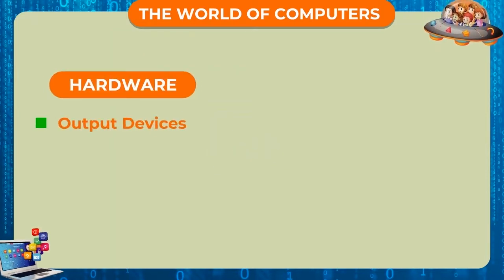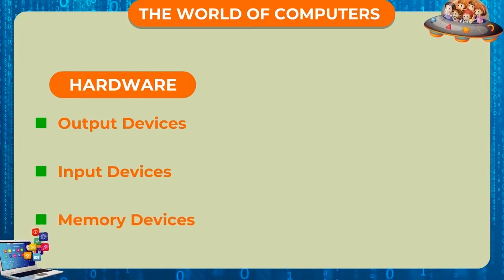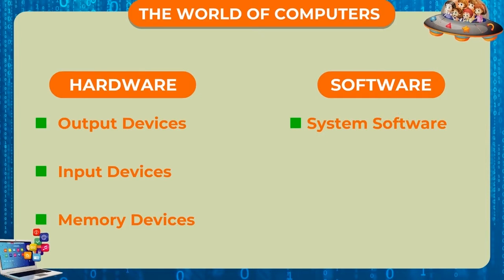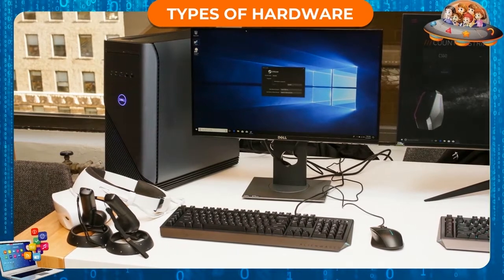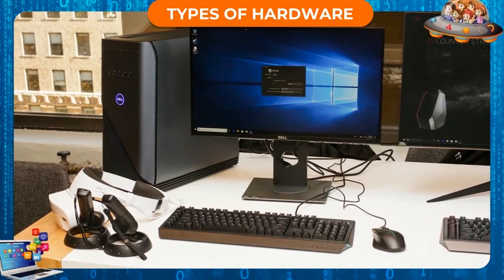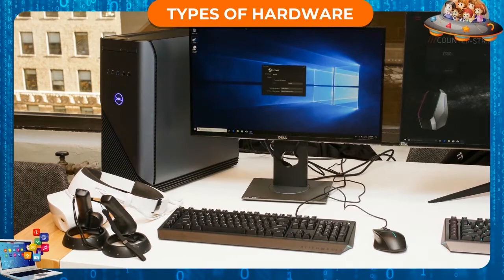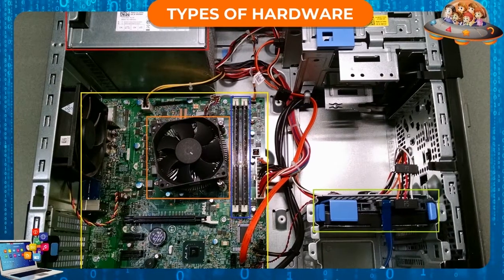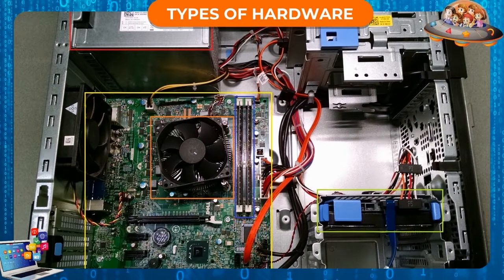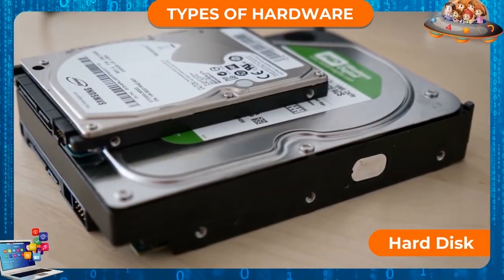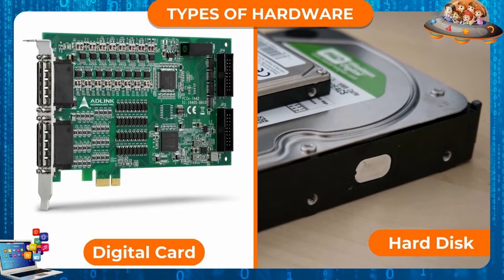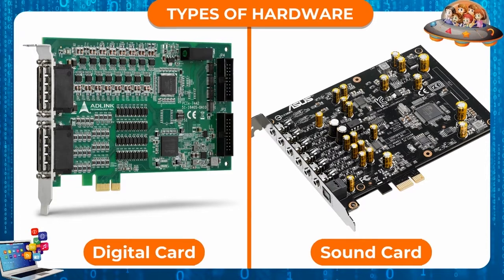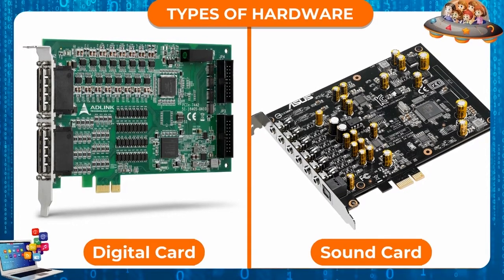Hardware, output devices, input devices, memory devices, software, system software, application software. Types of hardware. Computer hardware devices are mostly attached externally to the computer, but some hardware devices are connected internally also. Hard disk is an example of an internal hardware in a computer. Sound card, etc. are also internal hardware components.